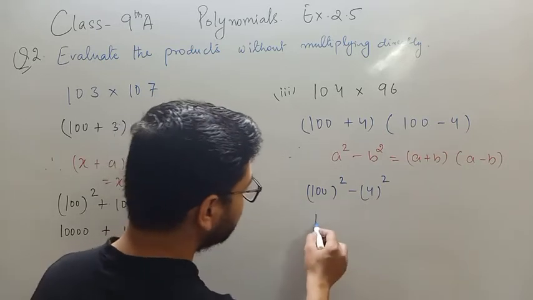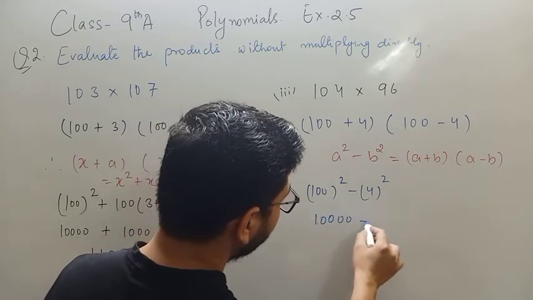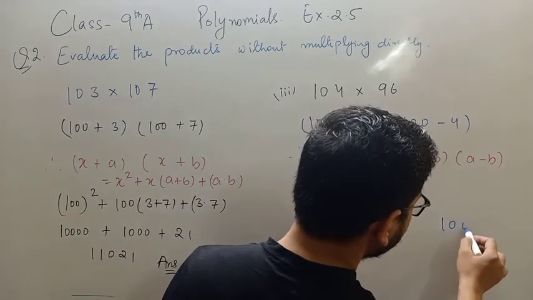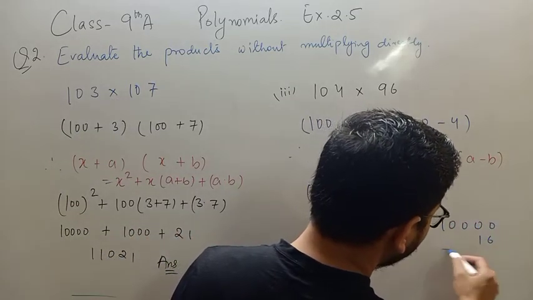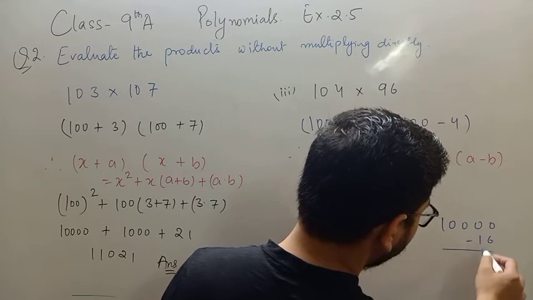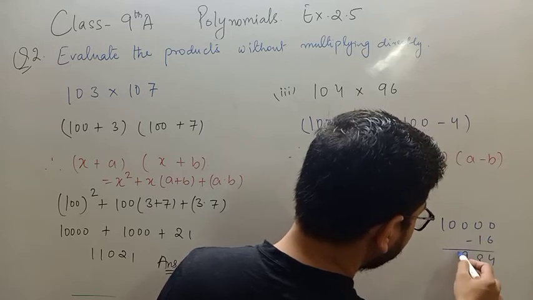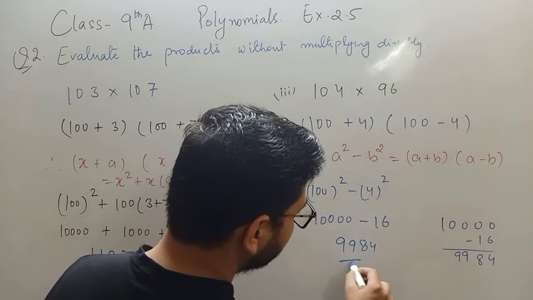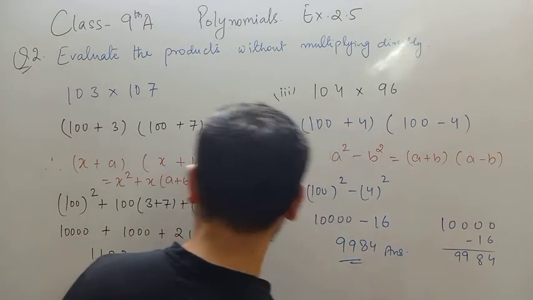So you can write 4 fours are 16. So this is 10,000. Now you can simply subtract 16 from 10,000. So this is 4, 9 minus 1 is 8, and this is 9. So 9984 is your answer. Note it down fast.